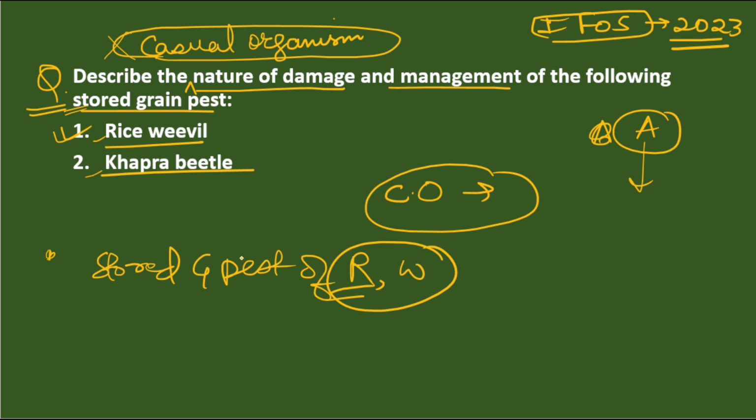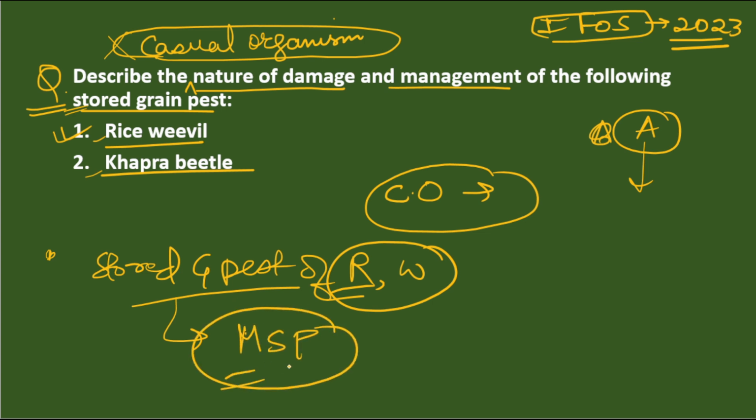So what you should do is keep track, or revise, or make notes of all the stored grain pests, all the major pests, either stored grain or normal pests, of all the important crops. First of all, cover all the crops covered in MSP. Okay, it is very important. Plus other important crops, other horticultural crops. That will be very helpful to you. So let's see how we approach the answer. I hope you are able to understand the question.